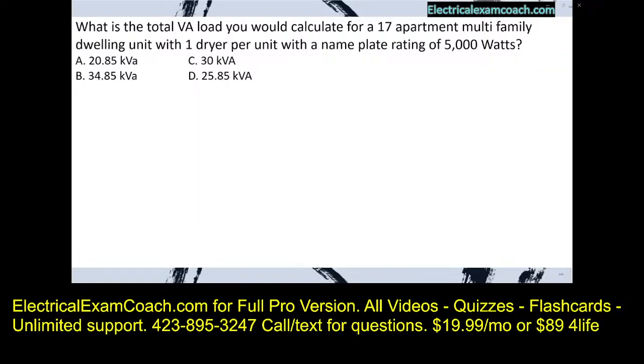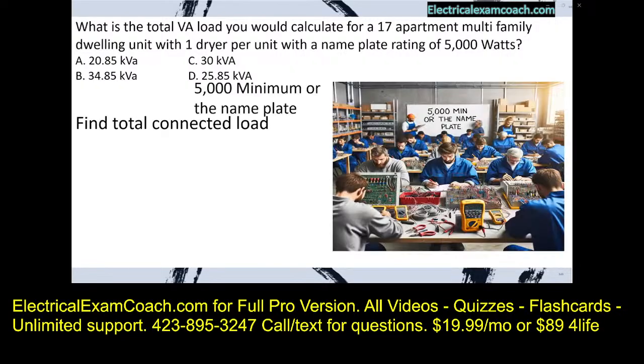What is the total VA load you would calculate for a 17 apartment multifamily dwelling unit with 1 dryer per unit and a nameplate rating of 5,000 watts? First, we're going to find our total connected load. We're going to use 5,000 minimum or the nameplate, whichever is larger. We take our 17 units, multiplied by 5,000 each, and that gives us 85,000 VAs.